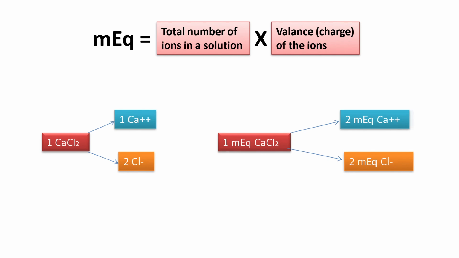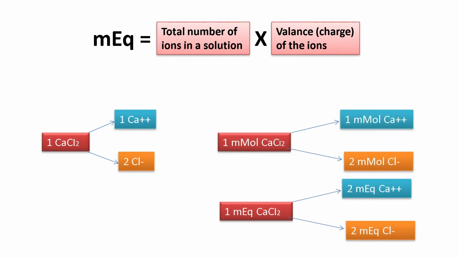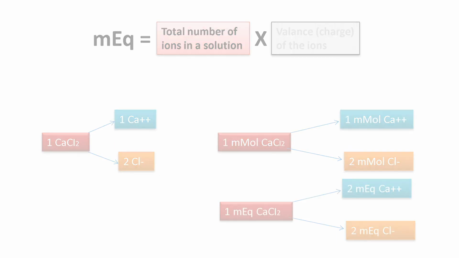Now you can see the difference in the molar value of calcium chloride and the equivalent value of calcium chloride. The difference in the values of moles and equivalents is brought about by the valence, that is, the charge of the ions. Just keep this in your mind.